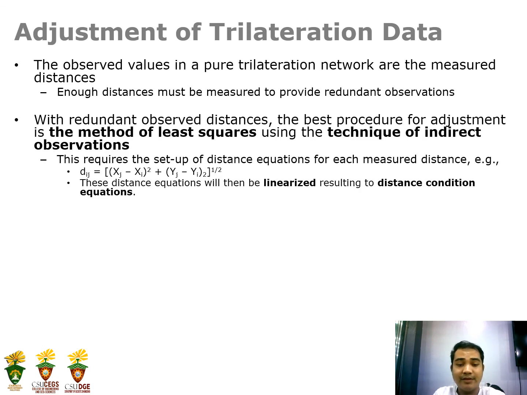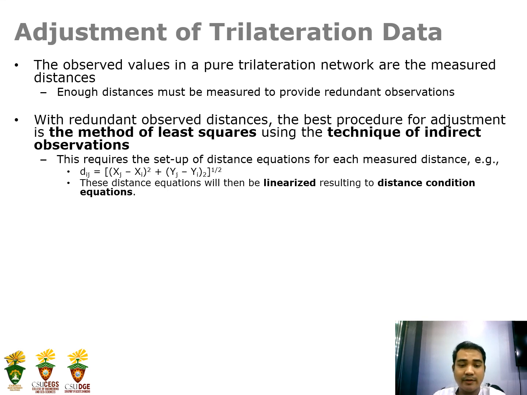With redundant observed distances, the best procedure for adjustment is the method of least squares, using the technique of indirect observations. This requires the setup of the distance equations for each measured distance. We all know nga ang distance formula is the square root of the quantity of x2 minus x1 squared plus y2 minus y1 squared. So, mo na siya ang distance formula.